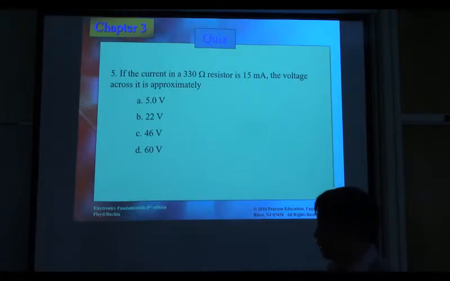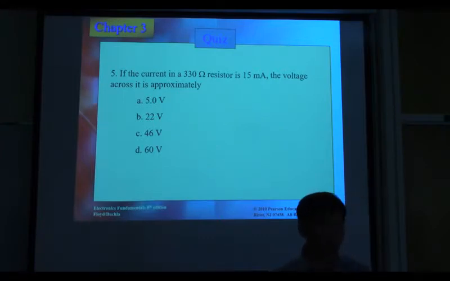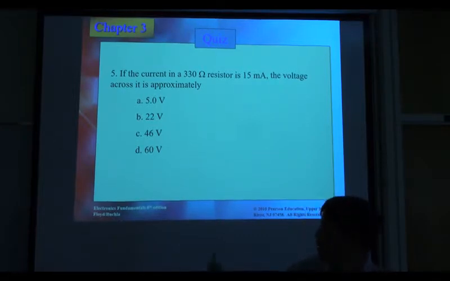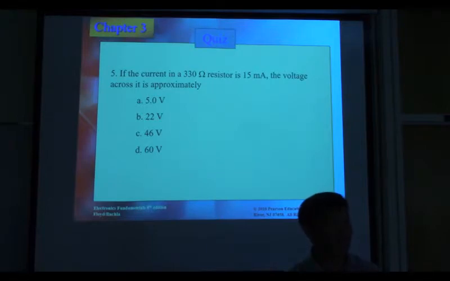Okay. So you can see here, all these kinds of questions test you on the relationship between voltage, current, and resistance. The only formula we need to know is Ohm's law. Ohm's law says voltage equals current times resistance. V equals I times R. You can play with this, you get 3 forms. In this case, we want to know the voltage, so voltage equals current times resistance. So you just use 15 milli times 330. If you have a calculator, you can use the calculator.